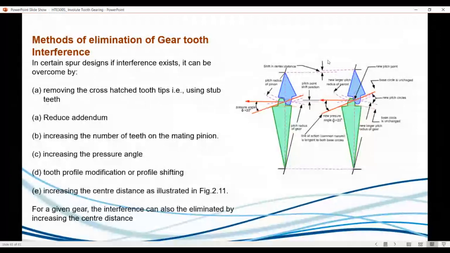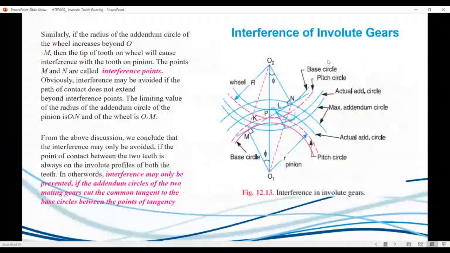I think it's kind of self-explanatory. I'll show you, it's not in this particular figure, but the main one, which the book has adopted, is using the addendum. And again, I'm going to say interference will be prevented if the addendum circles cut the common tangent to the base circles between the two points of the tangent. You'll see it when you actually have a proper look at it.